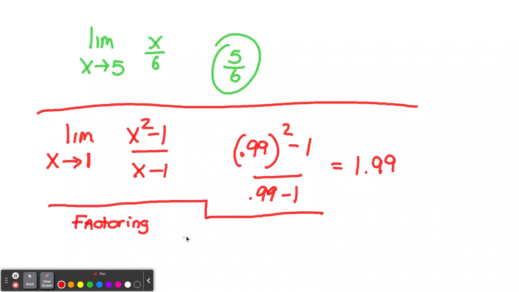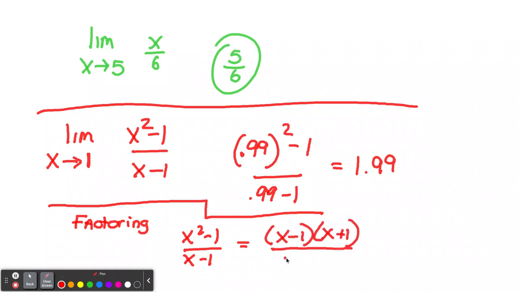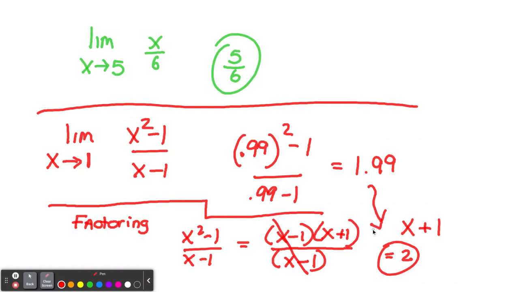So we'll factor x squared minus 1. And you should know the difference of two squares. That you should know already. So if we did the difference of two squares from x squared minus 1, we're going to get x minus 1 times x plus 1, over x minus 1. And we can just cancel out the x minus 1, and we're left with just x plus 1. So now we can plug in the 1, and we'll get our answer is 2, just like we said we thought we would get as we get closer and closer to 1.